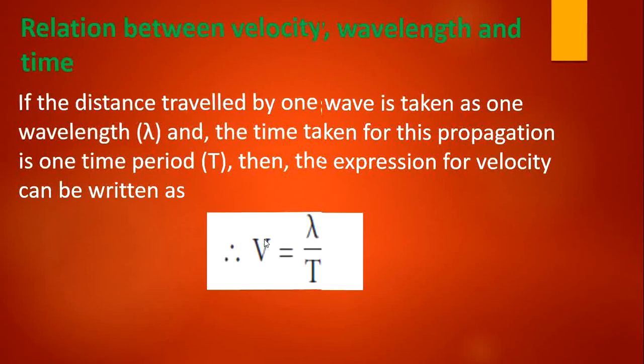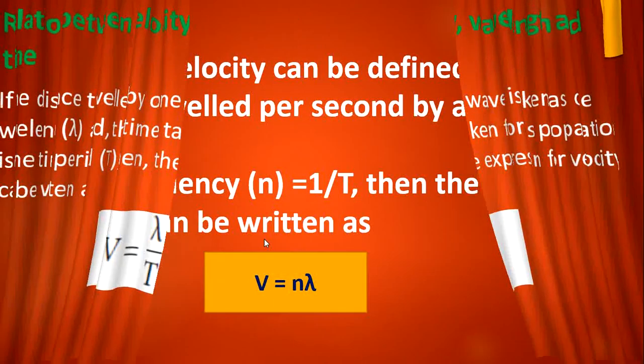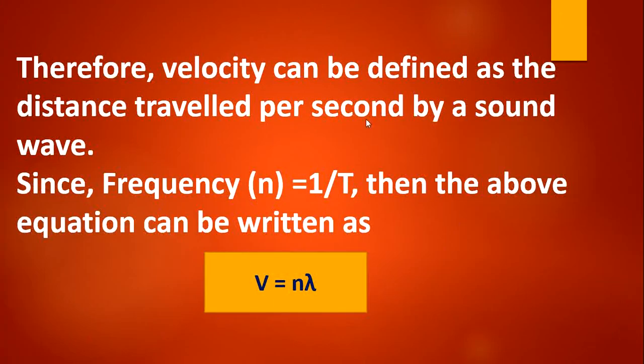From this equation, the velocity can be defined as the distance travelled per second by a sound wave. That is distance by time. Since frequency n is equal to 1 by T, in the equation v is equal to lambda by T, we substitute the value of T. From n is equal to 1 by T, we find T is equal to 1 by n.